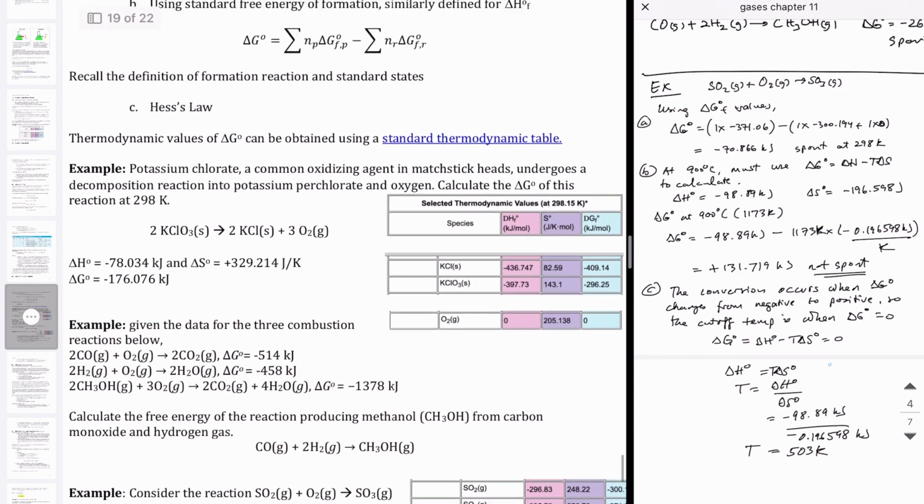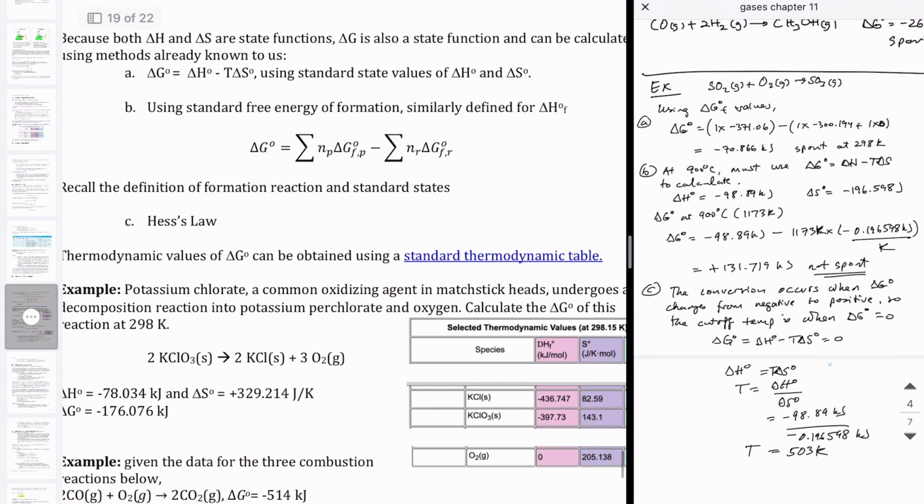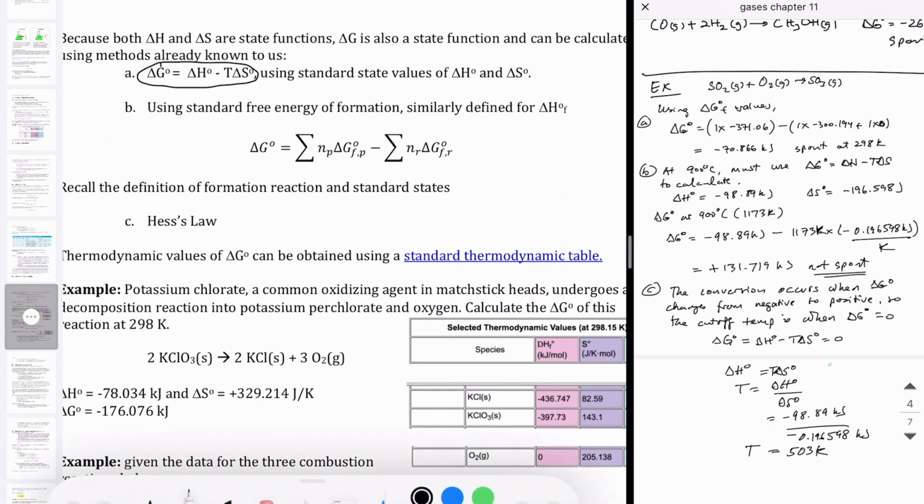So let's take a look at these three examples. Before we calculate them, I want to remind you that there are three different ways to calculate delta G. The first one is just using that delta G equal to delta H minus T delta S equation that we looked at in the previous section.